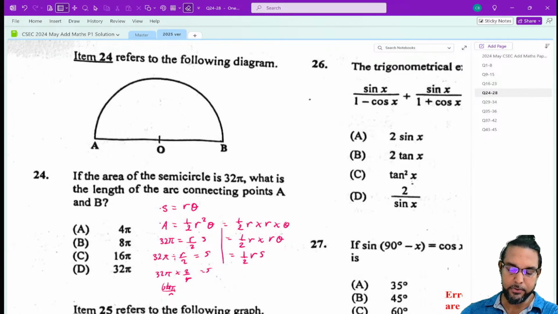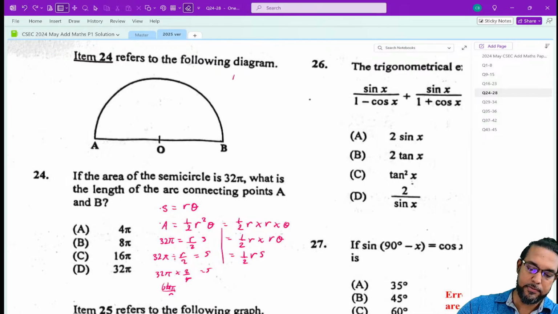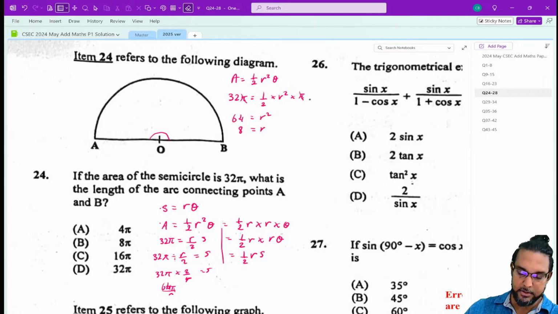Okay, alright, so you know what I didn't do? I didn't solve for R. So let's backtrack. The area of a sector is a half R squared theta. It's a semicircle. What's the angle in a semicircle? 180. And that's equal to pi radians. So 32 pi, which is the area given to us, is a half by R squared by pi. So if we knock out pi from both sides and then multiply by 2 to get rid of the half, you get that 64 is equal to R squared, which means that R is equal to 8. Okay, cool. So if R is 8 now, right?